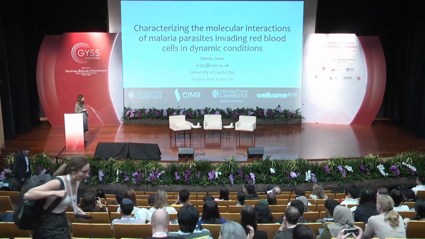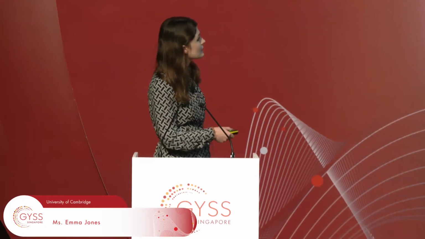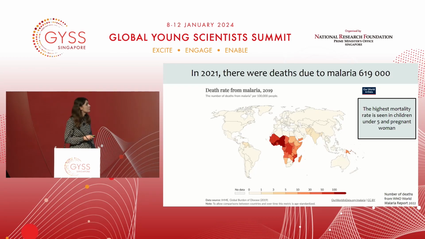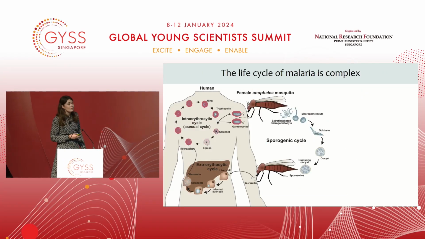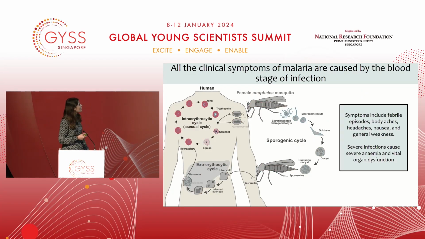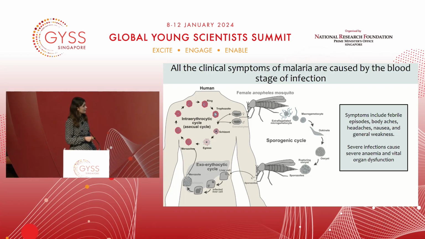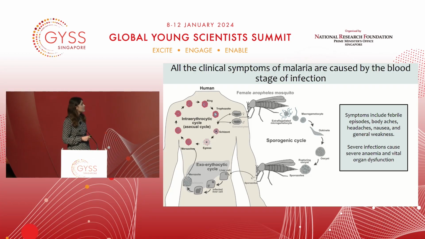Hi, so today I'm going to be talking about malaria. This is a devastating disease which in 2021 caused over 600,000 deaths. This was predominantly in sub-Saharan Africa in children under 5 and pregnant women. The life cycle of malaria is incredibly complex, but all of the clinical symptoms are caused by the blood stage of the infection. This causes febrile episodes, body aches, headaches, nausea, and general weakness. And in severe infections, it causes severe anemia and organ dysfunction.